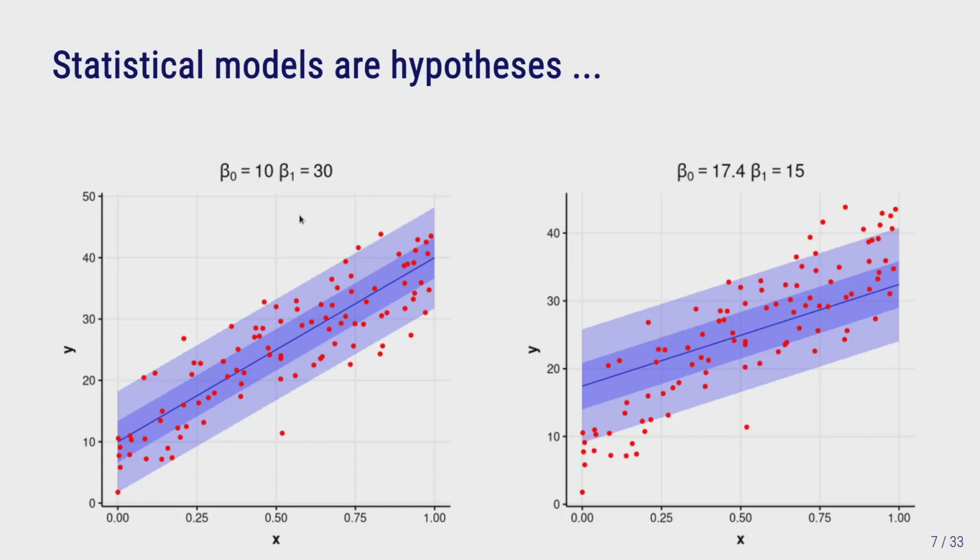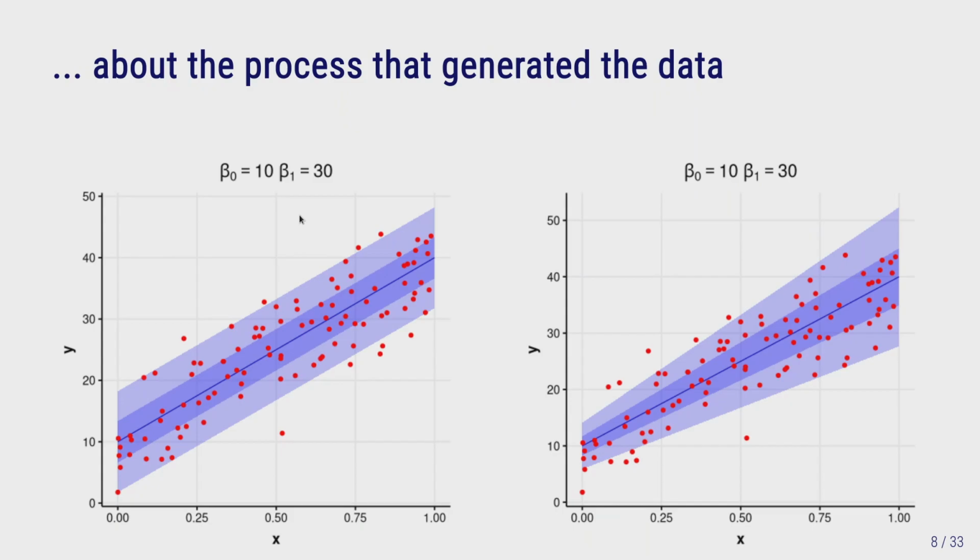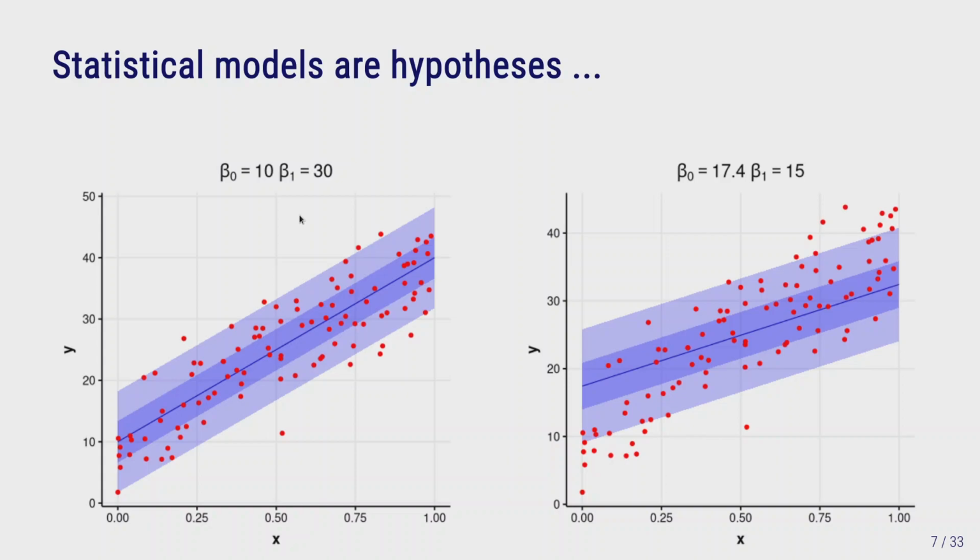So what we would like is to use the data to find which of these hypotheses is better supported by the data. What do you think about these two hypotheses? Any guesses? The left one, this one, I'm sorry. Spoilers ahead. Why? Do you agree? This looks way better supported by the data than this one. Sounds reasonable. Why?